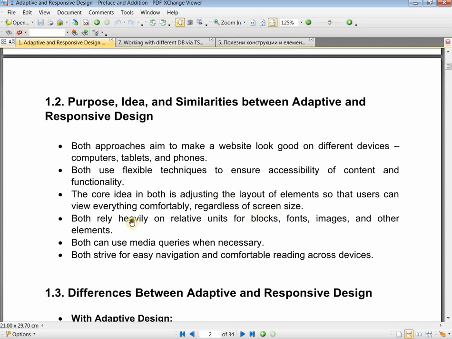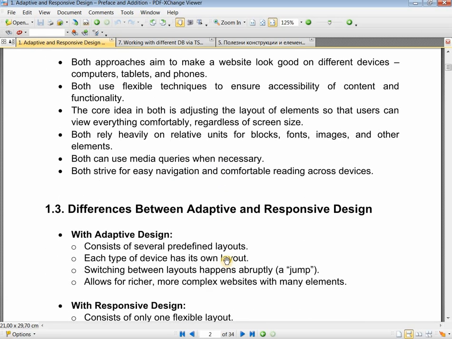Both approaches use relative units for blocks, fonts, images, and other elements. Both approaches can use media queries when necessary. A common feature is the pursuit of easy navigation and reading, regardless of the device.